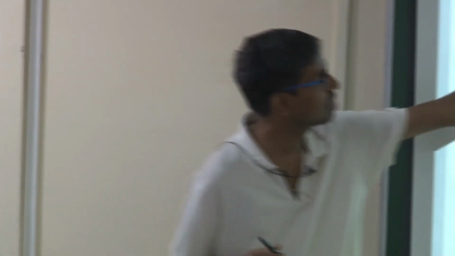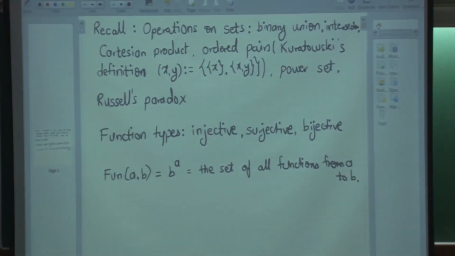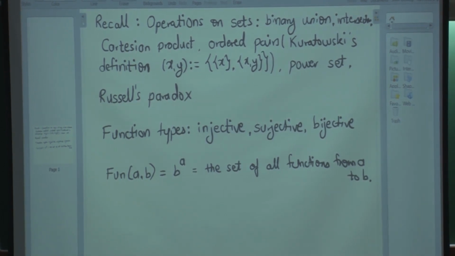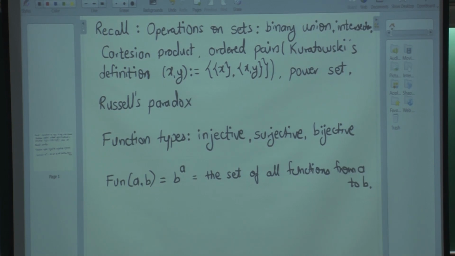They were ordered pairs. And we are going to use Kuratowski's definition for the ordered pairs. This ordered pair (x, y) is the same as this two element set from which we can extract the first element as well as the last element. Then we also defined what is power set and different function types, injective, surjective and bijective, nothing that you don't know already, and the set of functions from A to B. We will use two different notations, fun(A, B) and B to the power A.